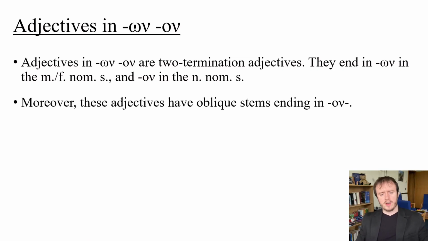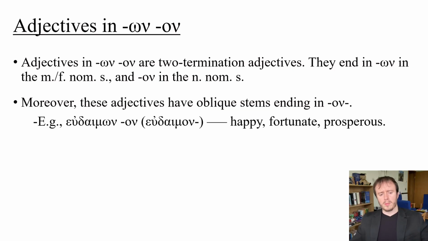Moreover, these adjectives have oblique stems ending in -ον. So like third declension nouns have an oblique stem, so too do third declension adjectives. Adjectives in -ων and -ον also have an oblique stem, and their oblique stems will always end in -ον. Since the neuter nominative singular form ends in -ον, you can imagine them as using the entire neuter nominative singular form as the oblique stem that the endings are added onto.